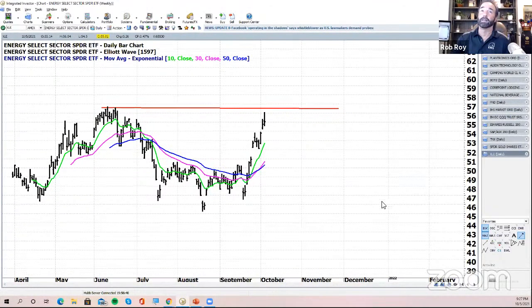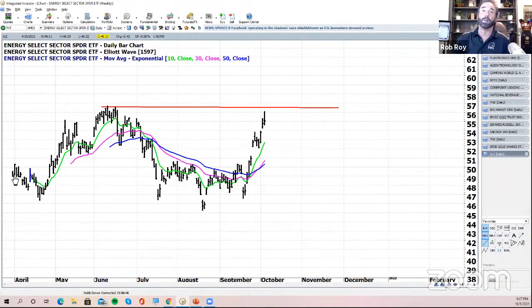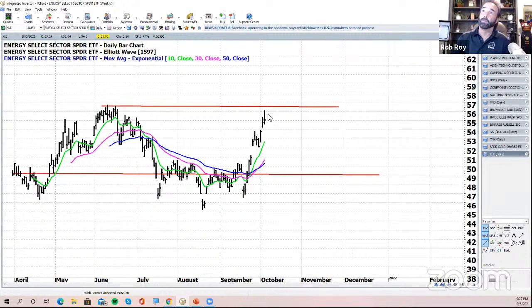Perhaps we move back to the downside. You can clearly see where support is here. I just don't think we're coming back down here. I really don't. I really don't think we're actually going to come back down towards the 10-day moving average.